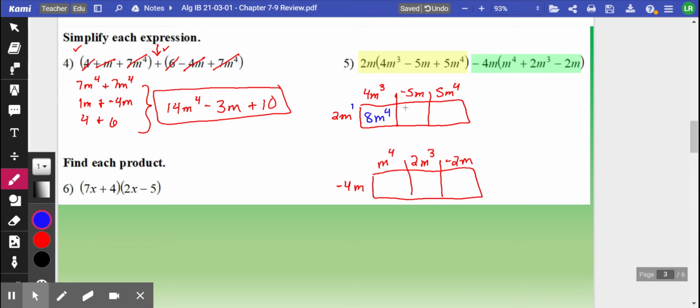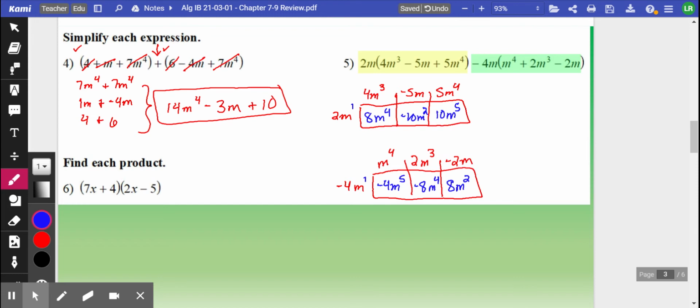2m times negative 5m, 2 times negative 5 is negative 10, m times m is m squared. And 2m times 5m to the 4th, 2 times 5 is 10, m times m to the 4th is now m to the 5th, because we have to add the exponents when we multiply m's. On the bottom, negative 4m times m to the 4th is negative 4m to the 5th. Negative 4m times 2m to the 3rd, that'd be negative 8m to the 4th. And negative 4m times negative 2m is 8m squared.